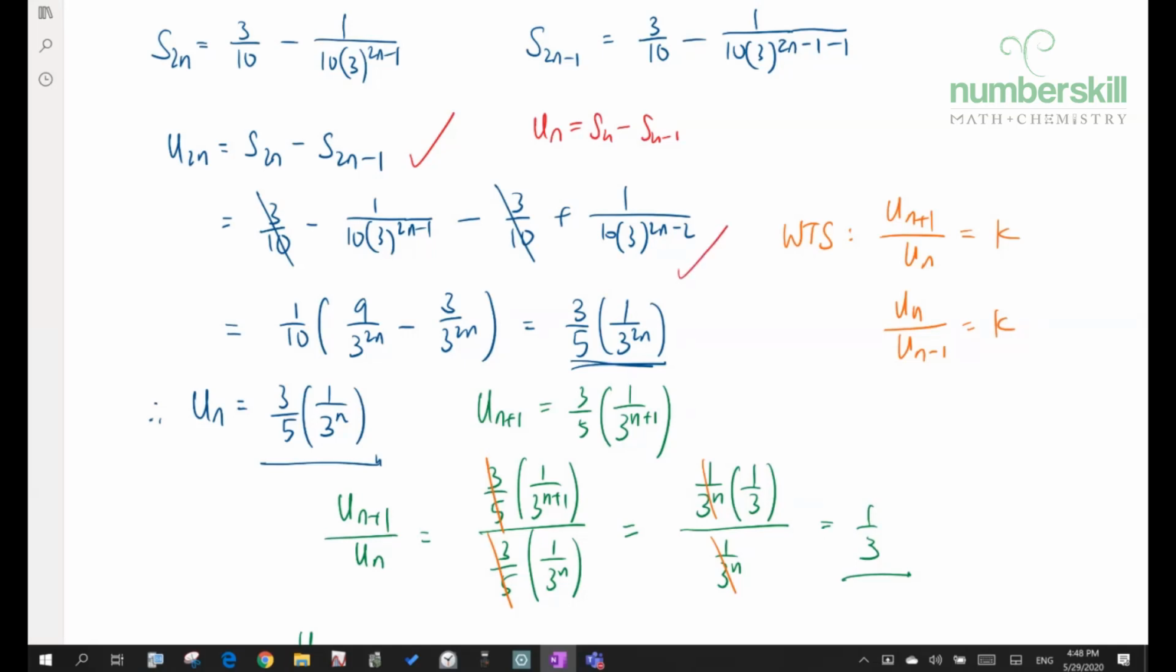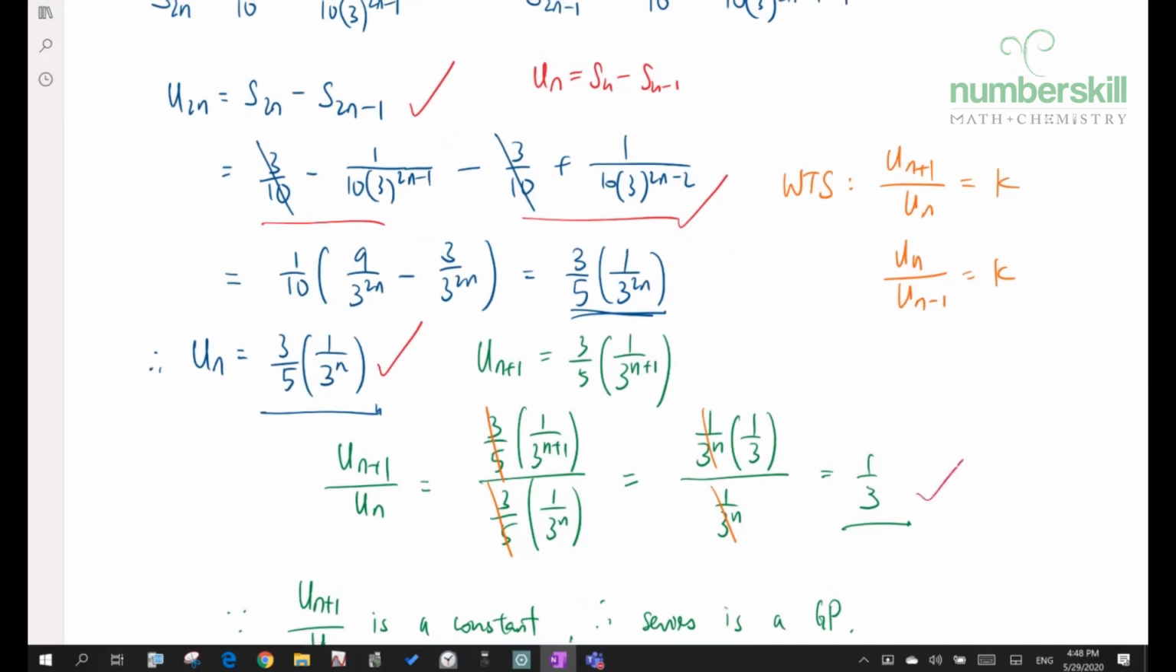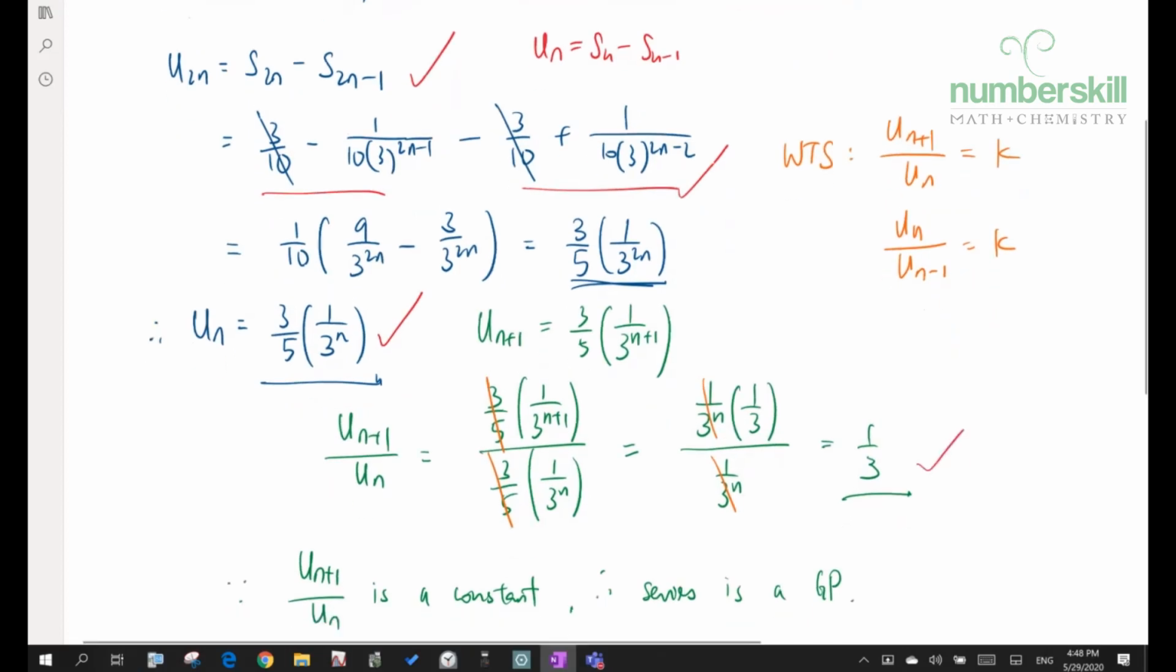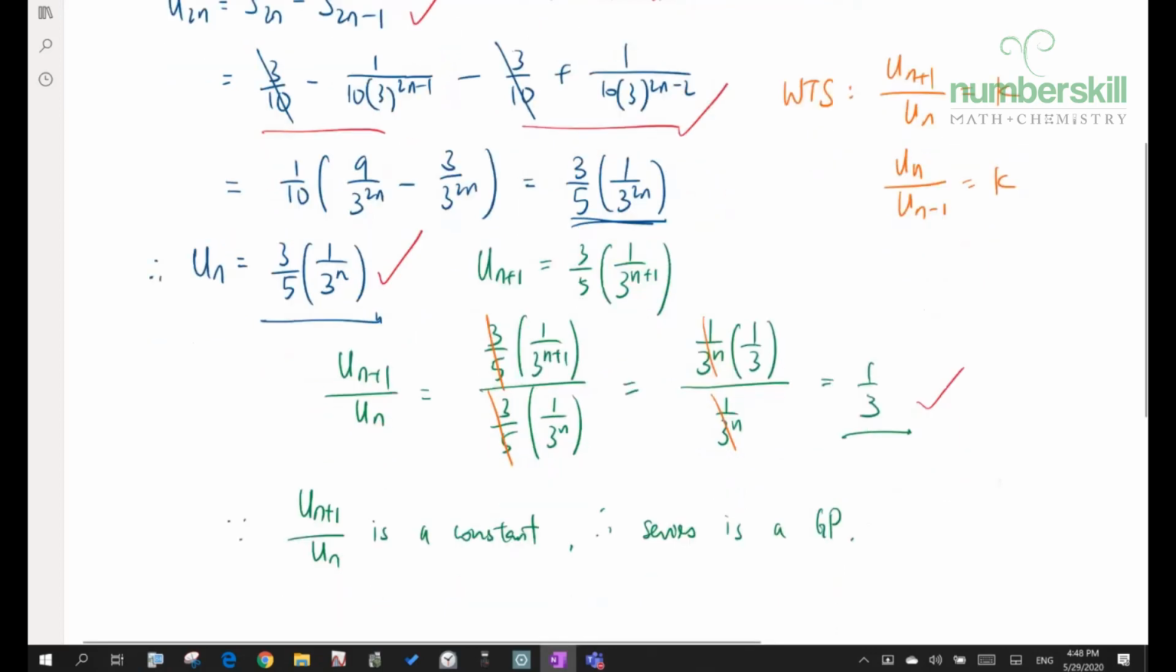That means you identify your S_n and S_(2n-1) like what I identify here correctly, and put in correctly. If you got a sign problem, forgot to change sign or whatever, then you won't get the 1 mark. In fact, the answer is also wrong already. Then of course, getting this itself is 1 mark. The concept of u_n getting a constant itself is 1 mark. And then of course the conclusion.